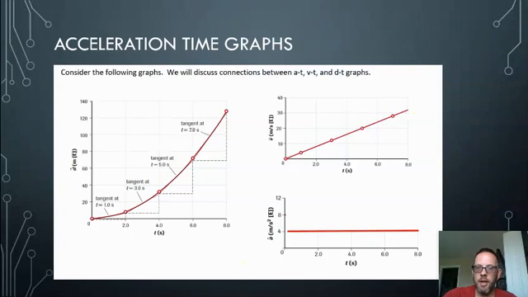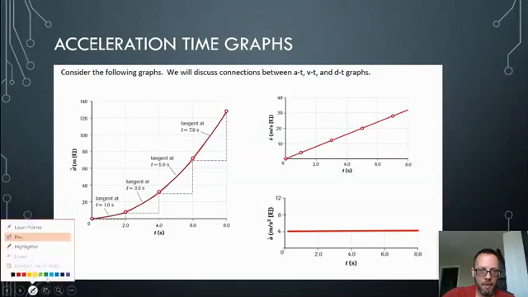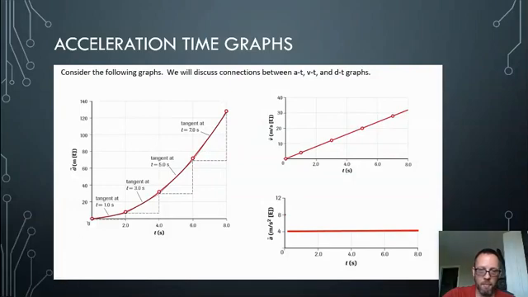Let's just make a few connections between some graphs here. So we talked about non-uniform motion in our previous lesson. On the left here is a graph showing some non-uniform motion, and we can see, because the steepness of the curve is increasing as we proceed throughout the interval, that this object is accelerating. And specifically, it's speeding up.